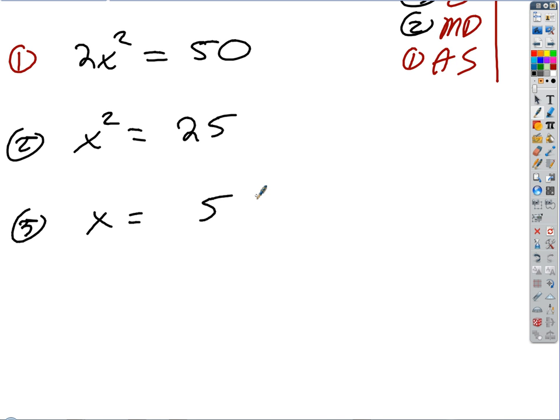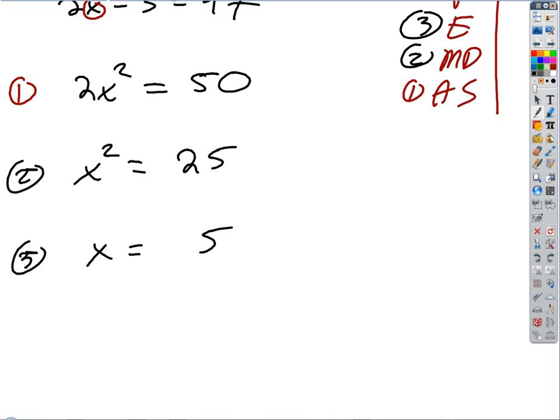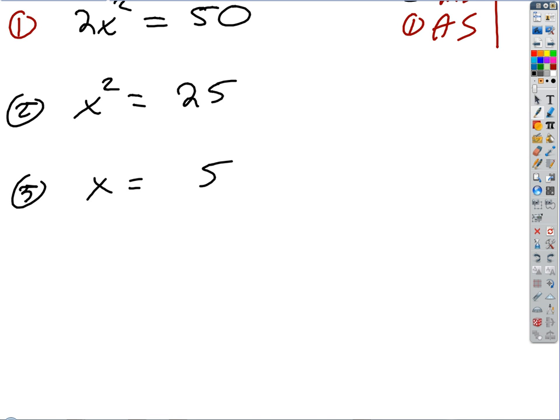No, 5 works. I can put 5 in my original equation and check it, and it works. 5 squared is 25, times 2 is 50, minus 3 is 47. But there's another answer. Negative 5. Negative 5 will also work, won't it? Because negative 5 squared is also 25, isn't it? Okay, so there's a rule here we have to follow. Whenever you solve an equation like this, when you're isolating x and you square root both sides of an equation, you always have to put a plus or minus in front of the result. Always.